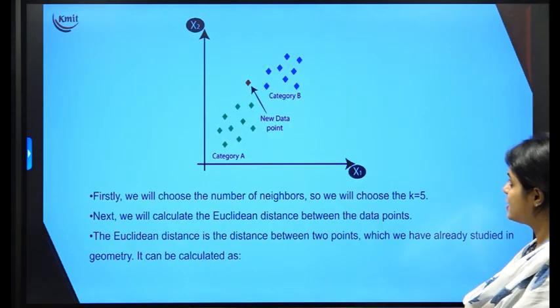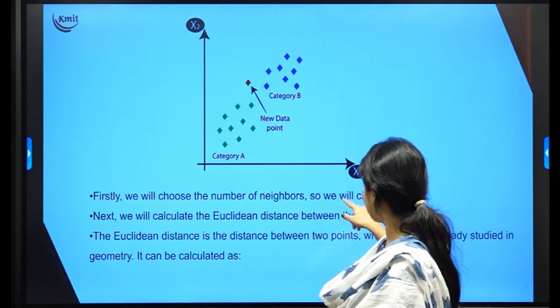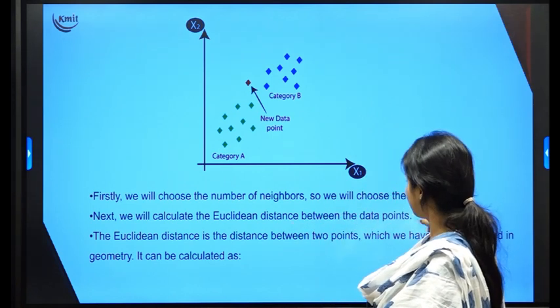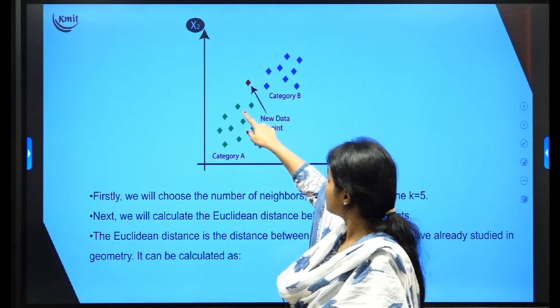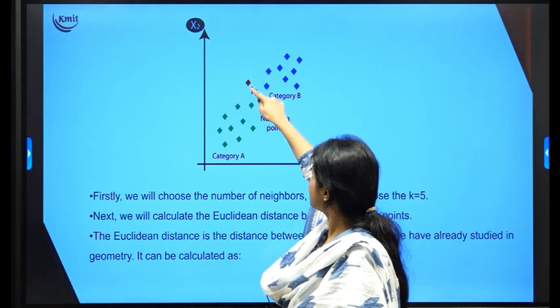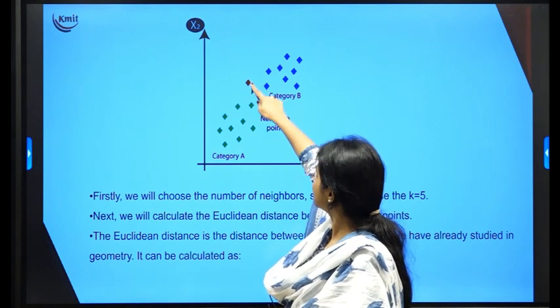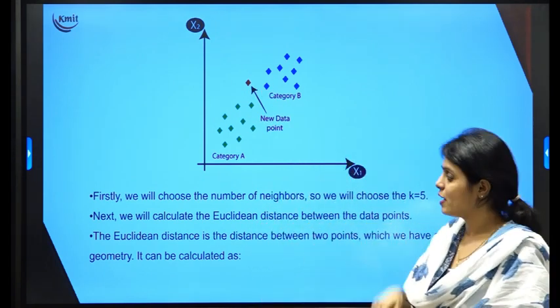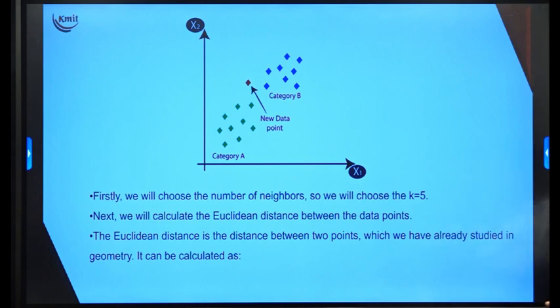As you can see here, firstly we'll choose the number of neighbors. Let's say k is equal to 5. Now when I say k is equal to 5, you have to calculate the Euclidean distance between this and this, this and this, this and this, probably this and this and this and this. 5 nearest values. Then we'll calculate the Euclidean distance between the data points, and like what we have studied, the category which has more neighbors with less Euclidean distance, the new data point belongs to that.